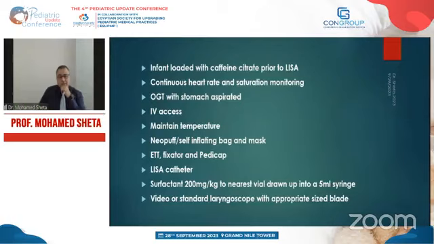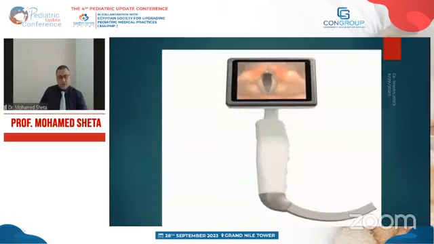ET tube, fixator and Pedicap to keep the baby's temperature, and the LISA catheter, surfactant, whatever dose you will give, and a video laryngoscope or standard laryngoscope with appropriate sized blade, and be sure that it's fine. This is a video laryngoscope you will introduce inside the larynx, and you can see the view as it is in the picture. Through this, you will put your catheter and give surfactant by catheter with the help of the video laryngoscope. It's a very nice tool, and it makes it very easy to intubate even for non-experienced personnel.